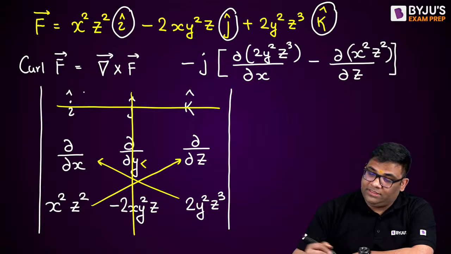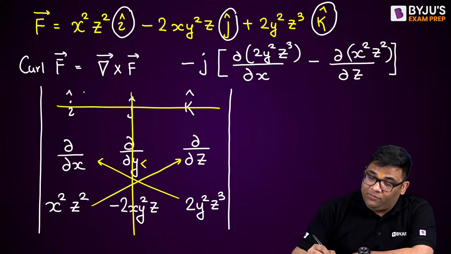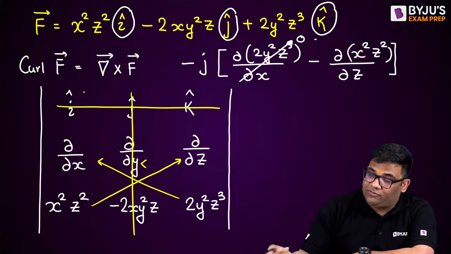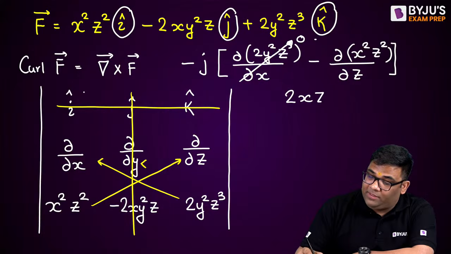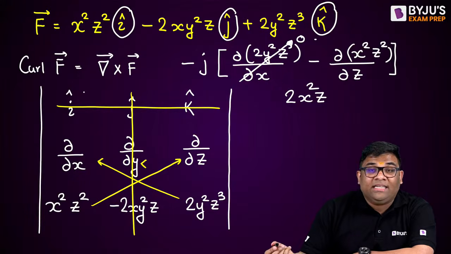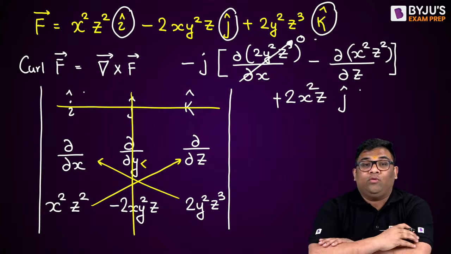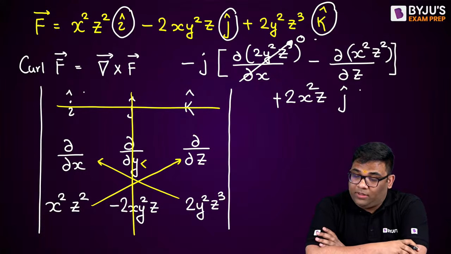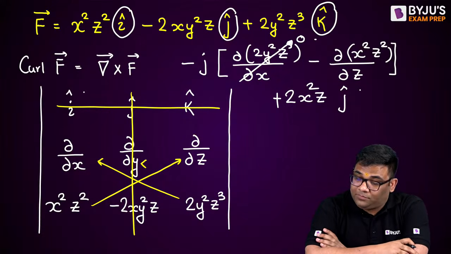Now when you see here, there is no x term. So the differentiation will be straight 0, this partial differentiation will be straight 0. And this partial differentiation will give me 2x square z, right, with a minus sign, of course. And we have already a minus sign, so it will become plus 2x square z j cap. Understood everyone? 2x square z j cap.